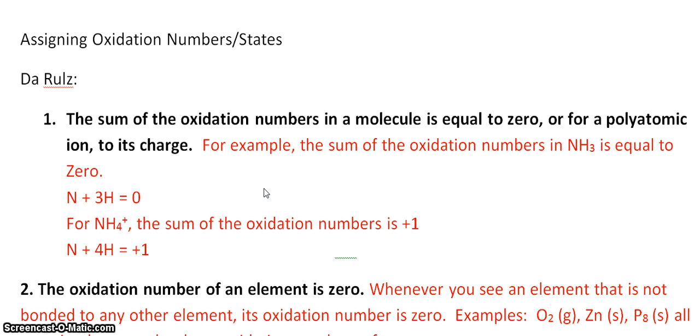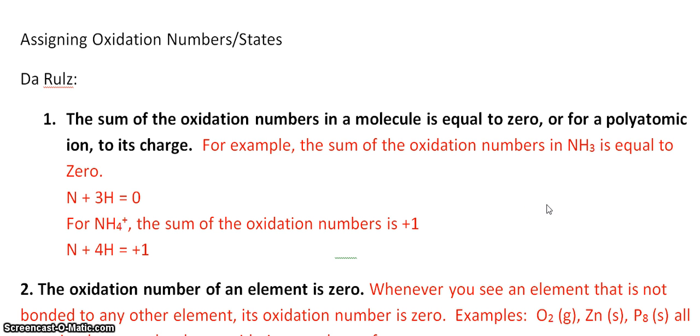For a polyatomic ion, like the ammonium ion, the sum of the oxidation numbers is plus 1. That means that the oxidation number of nitrogen plus 4 times the oxidation number of hydrogen is equal to plus 1. We'll come back and do these as an example later on.